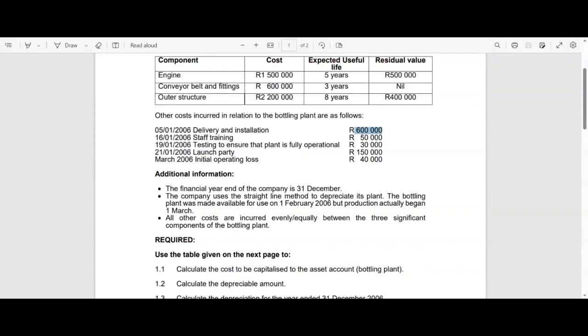Now, what about the installation? We might have to employ engineers or some specialists to install that bottling plant in our factory. So, again, we've got to ask, should that installation cost be capitalized or should it be written off? So, now if it has to be capitalized, it means it has to comply with the requirements to be a directly attributable cost. So, we are going to ask ourselves the question first, is it a necessary cost?